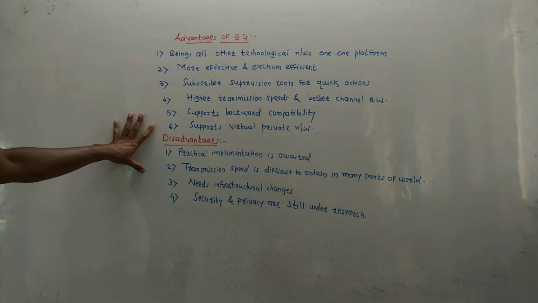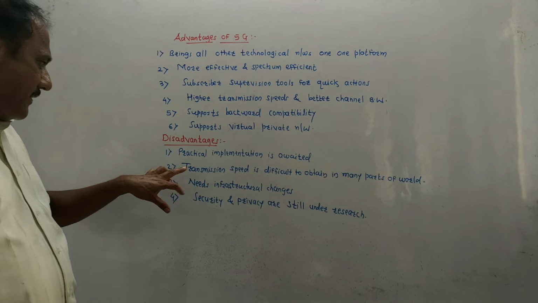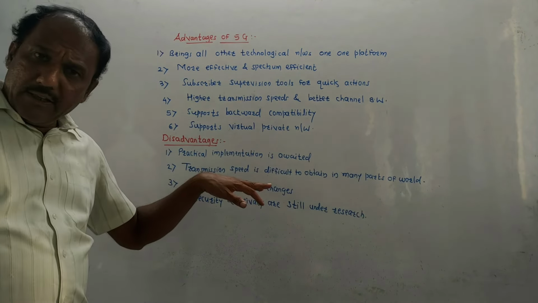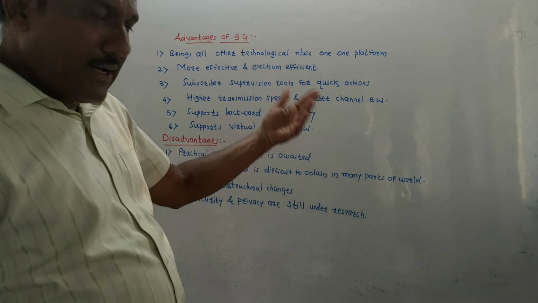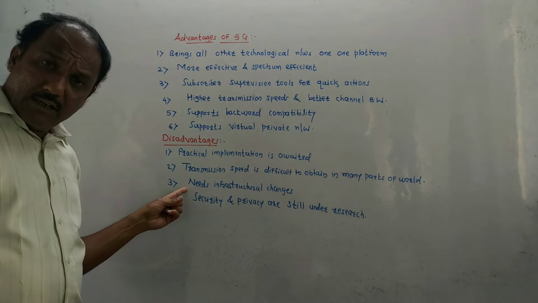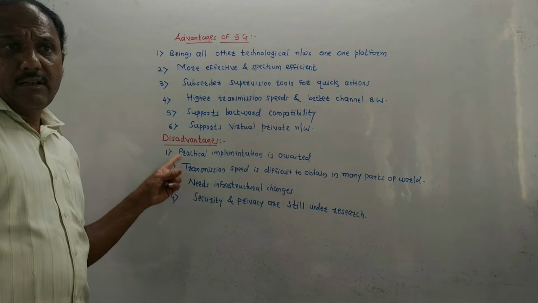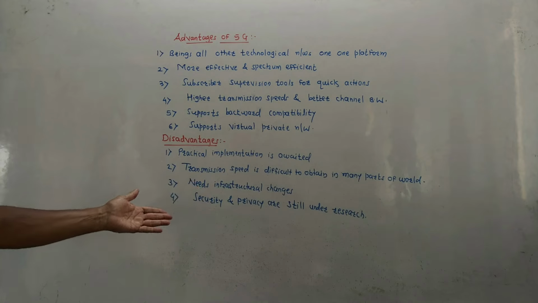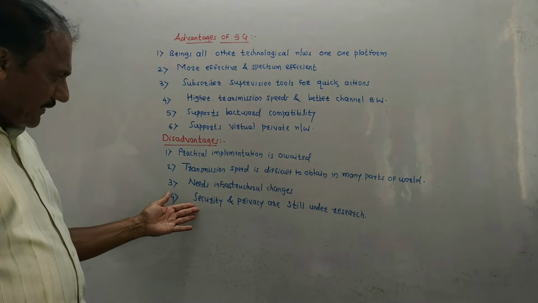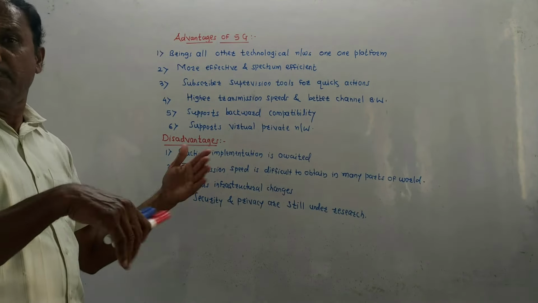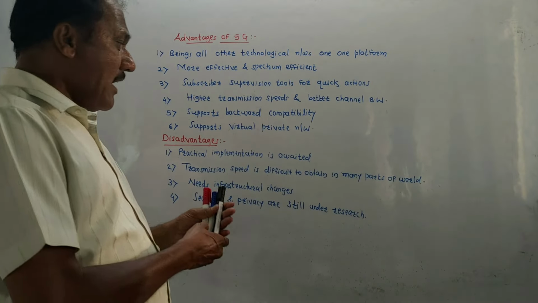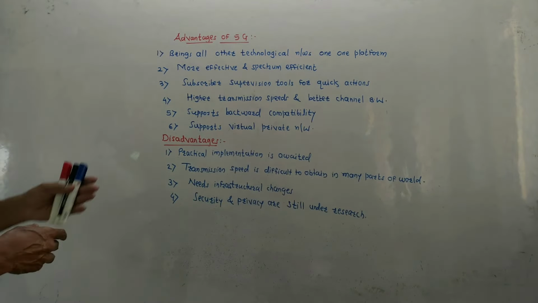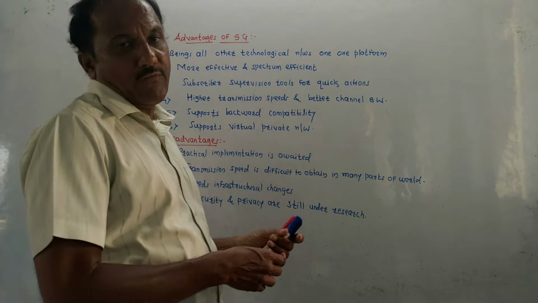Disadvantages include that practical implementation is still awaited. Transmission speed is difficult to obtain in many parts of the world. The third major disadvantage is that it needs infrastructural changes. It may need changes in the handset. And the fourth disadvantage is that security and privacy, which are prime concerns, are still under research. These are the advantages and disadvantages of 5G network.